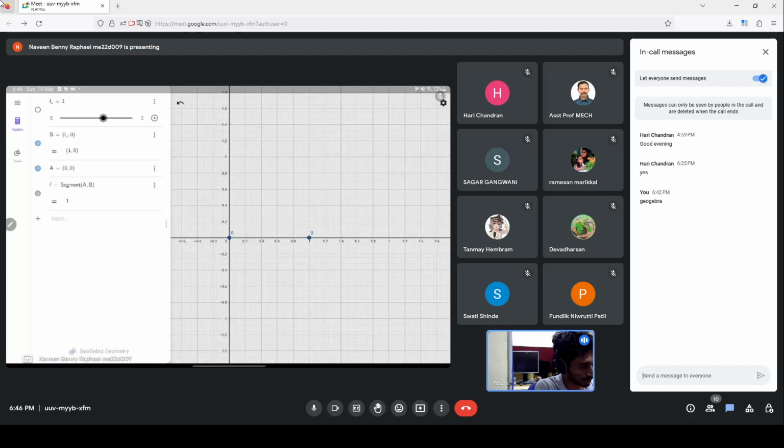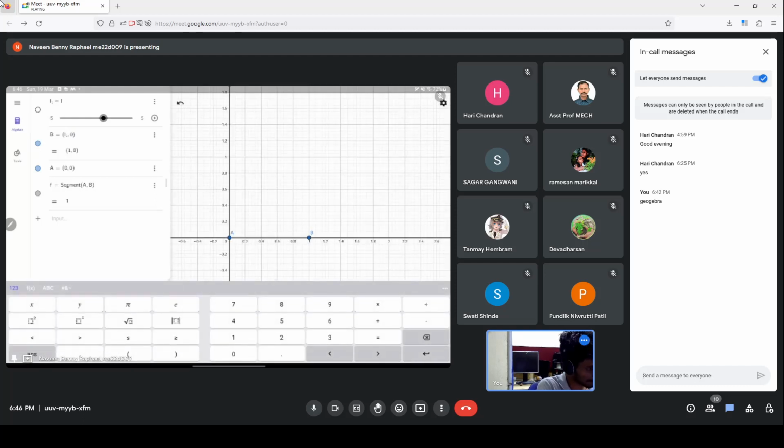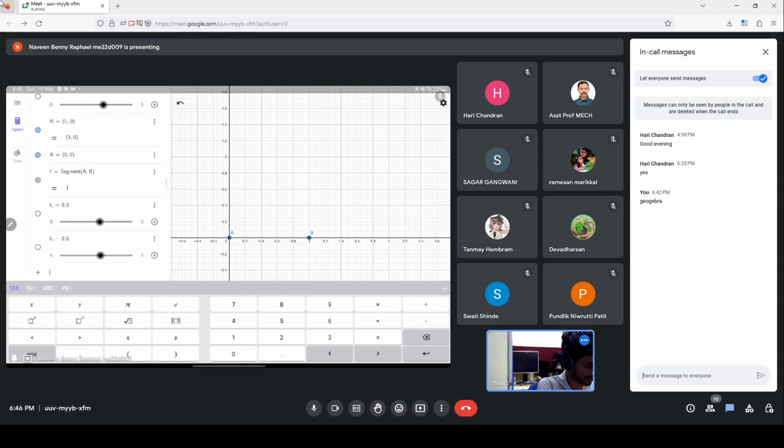And with this I can slowly make the 4-bar linkage. So I have L1, L2 is equal to 0.5, L3 is equal to 0.6, L4 is equal to 0.